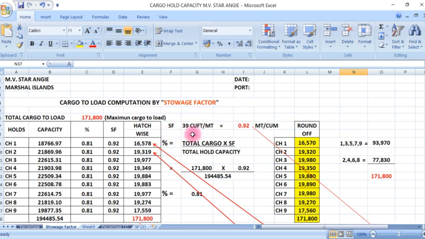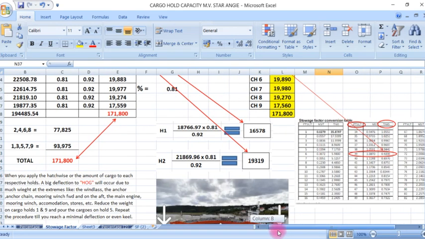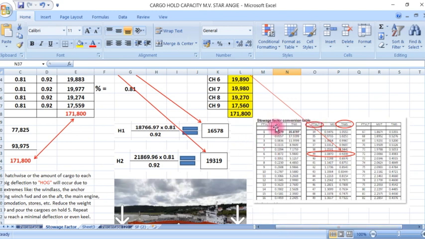Now the charterer or the management will send you the stowage factor which you are going to use during loading of cargoes. So for example, the stowage factor is 39 cubic feet per metric ton. Now you get how much it would be in metric tons per cubic meter. So you consult the stowage factor conversion table.